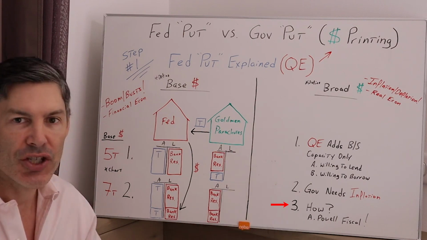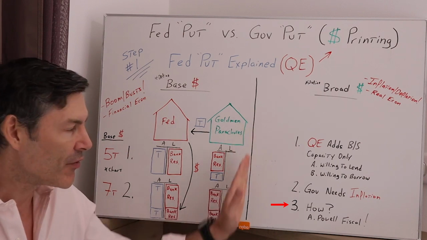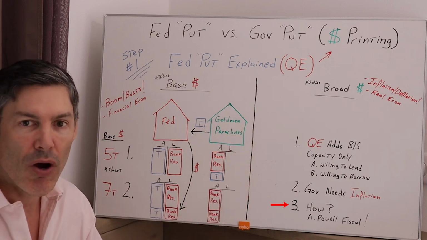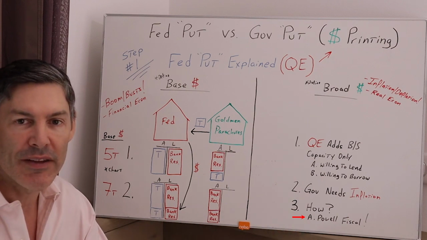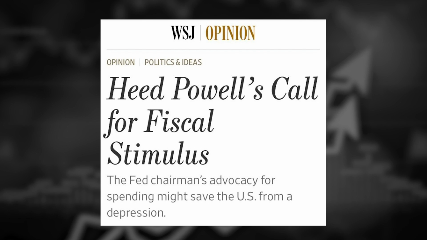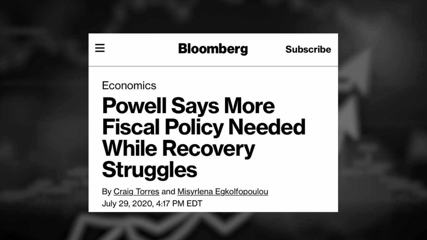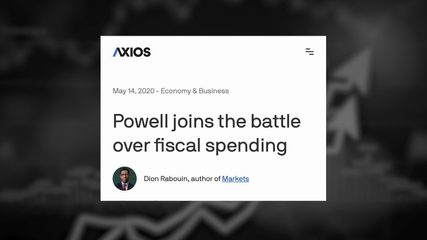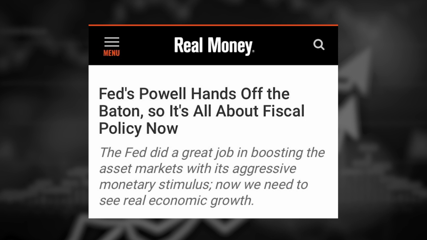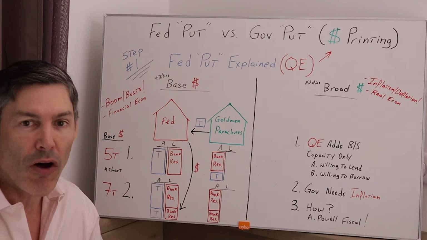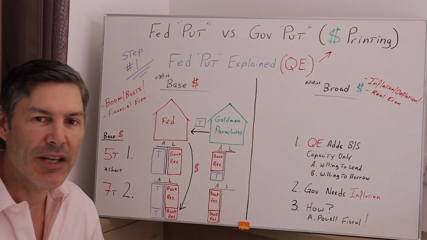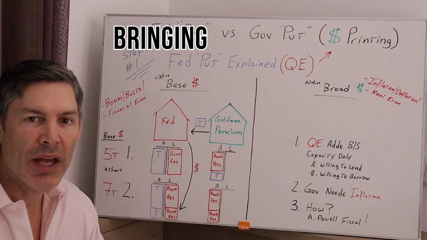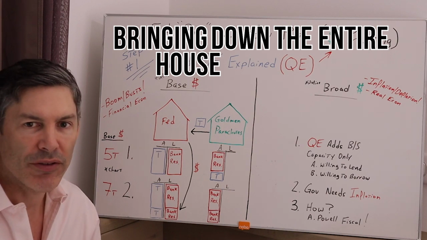But how can they achieve this if the transfer mechanism is broken? This is why Powell always comes out and says that we need more fiscal spending, fiscal spending, fiscal spending. He's saying basically we need a government put, not only for the market to boost asset prices, but also to create this inflation so the government debt doesn't implode in the future, bringing down the entire house of cards.